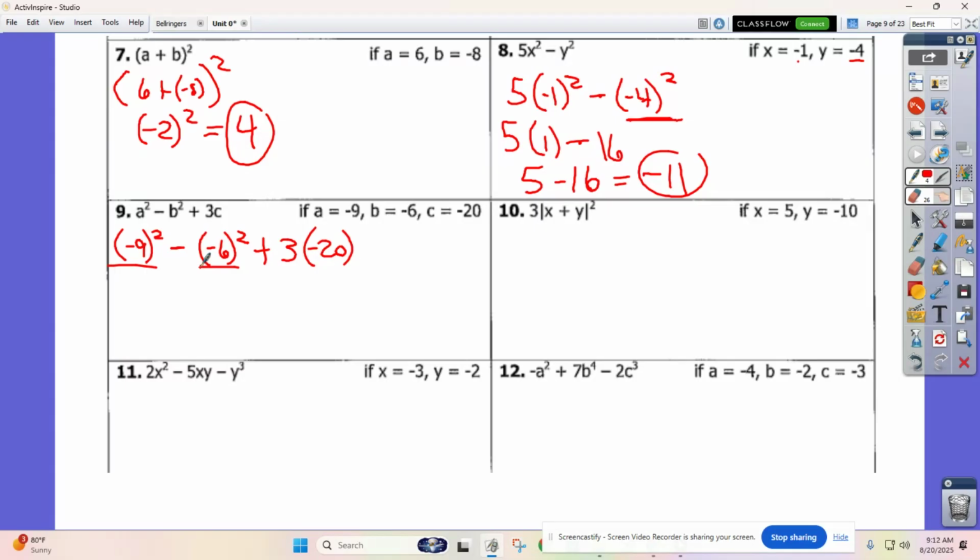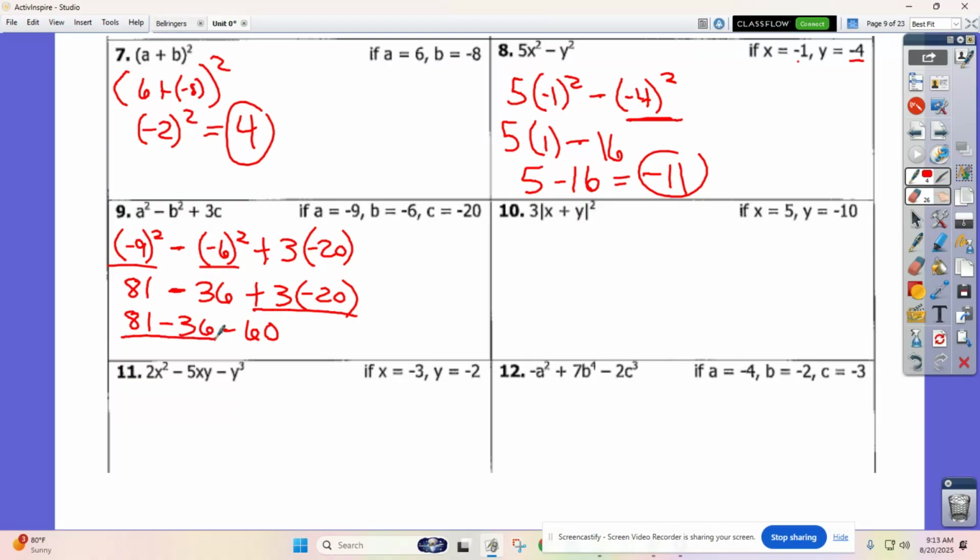-9 times -9 is 81. Bring down this minus sign. -6 times -6 is +36. But because there was a minus in front, it has to stay there. Then, let me just bring the rest of this down. 3 times -20. So next is my multiplication. So that leaves me 81 minus 36, and +3 times -20 is -60.